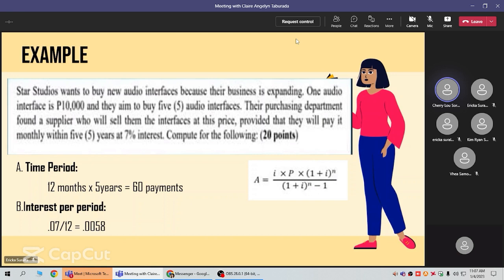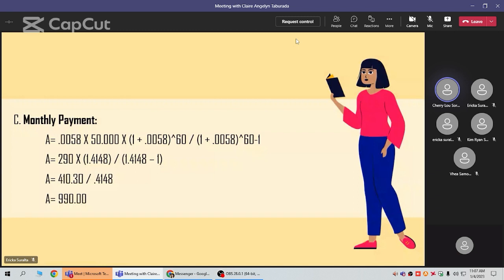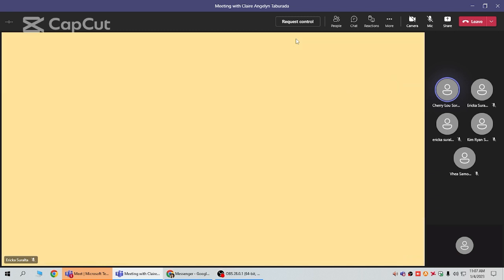So we have here the principal amount 10,000, but we have 5 audio interfaces, so the principal is 50,000 and the interest rate is 7% and the period is 5 years. So that is payable every month. Now let us solve the following.